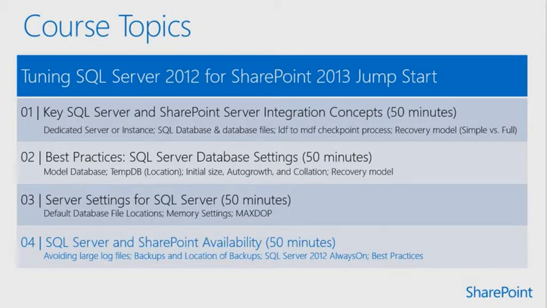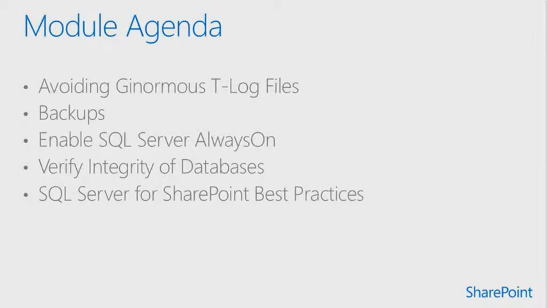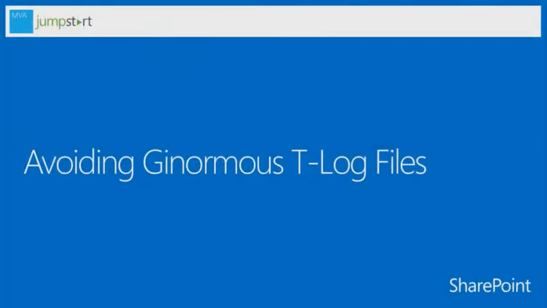If you search online, you're going to be told to put it in the simple recovery model. We're going to tell you, let's not do that. You've already seen the repercussions of that, and we're going to go through an example. We're going to look at locations of backups themselves, talk about SQL Server 2012 AlwaysOn, and then wrap up with a few slides on best practices that we've discussed throughout the course today. So the agenda is avoiding ginormous T-logs, talking about backups, AlwaysOn, verifying the integrity of your database, back to what Bill said, the good old DBCC command, and then SQL Server for SharePoint best practices.